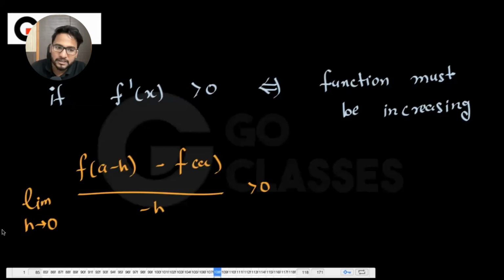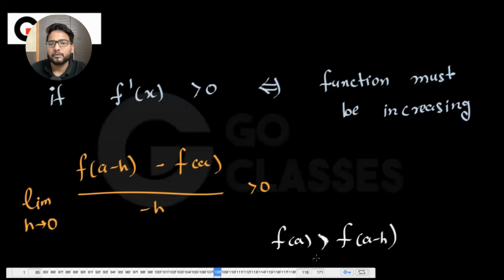It automatically means that, see, this denominator is negative, so you can multiply by minus here. So it automatically means that f of a is greater than f of a minus h, right? Which means if you're going from a minus h to a, then the function value is increasing, right? So the function is increasing at this point.